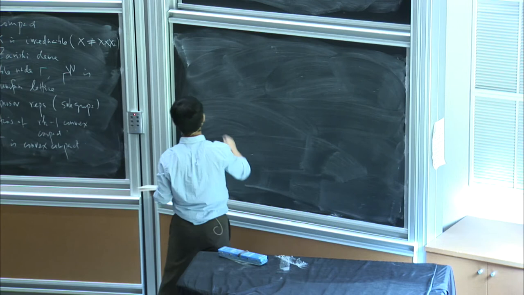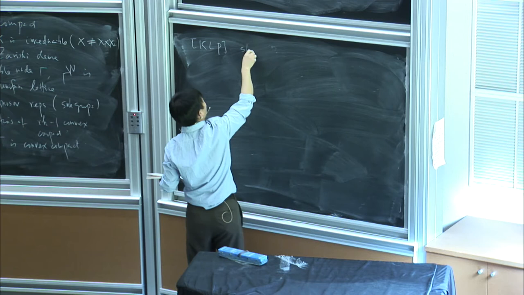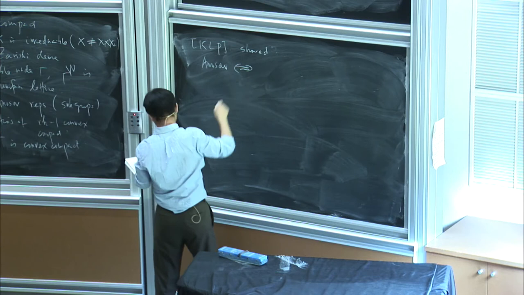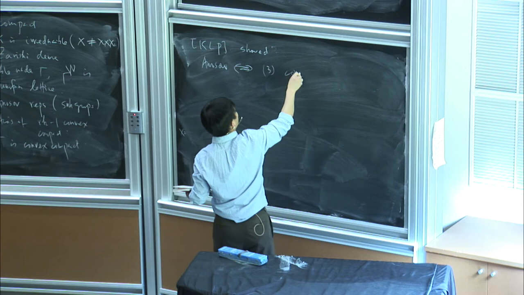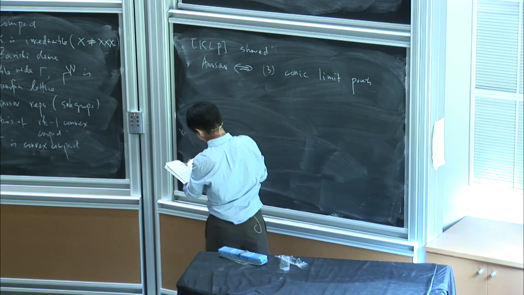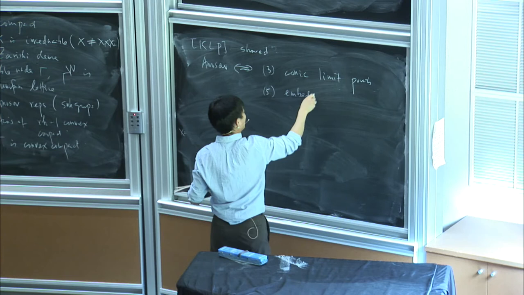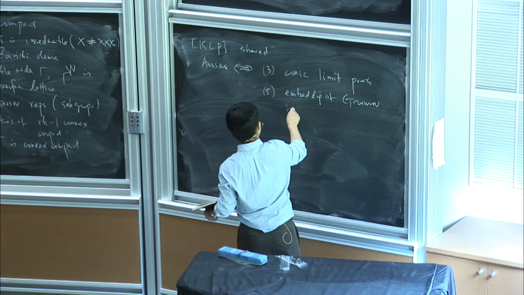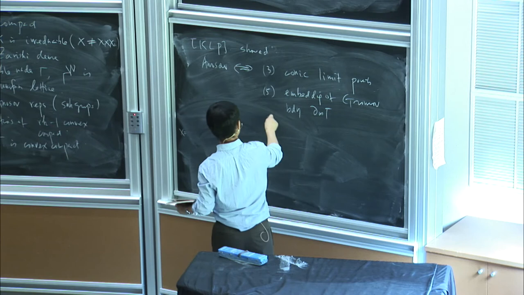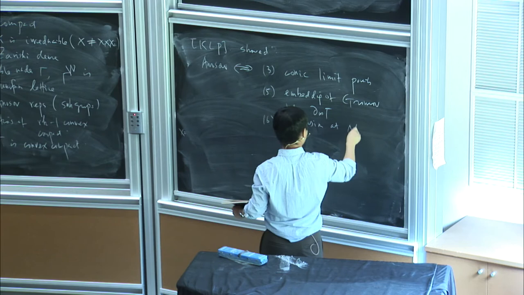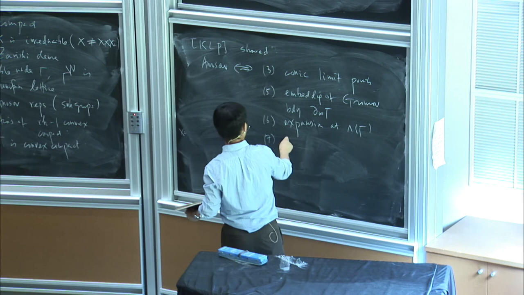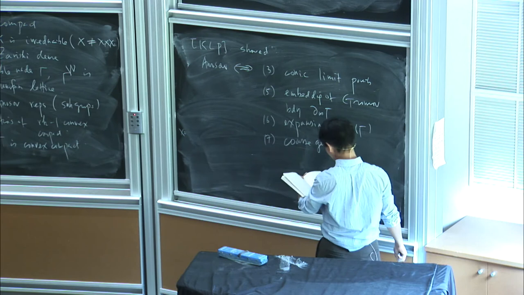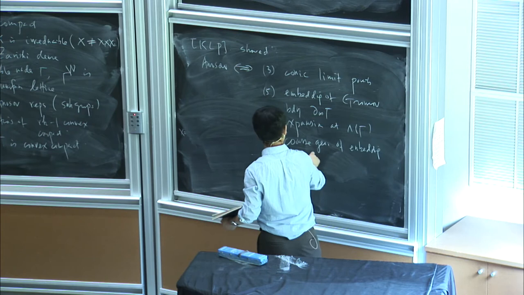And so these three people show that Anosov is equivalent to a list of properties. Three, this is about the conic limit set, and five, about embedding of the Gromov boundary. And six, expansion property at the limit set. And seven, something about the geometry of the embedding of gamma into the orbit. Okay, so I'm not getting detailed because they are all very technical.